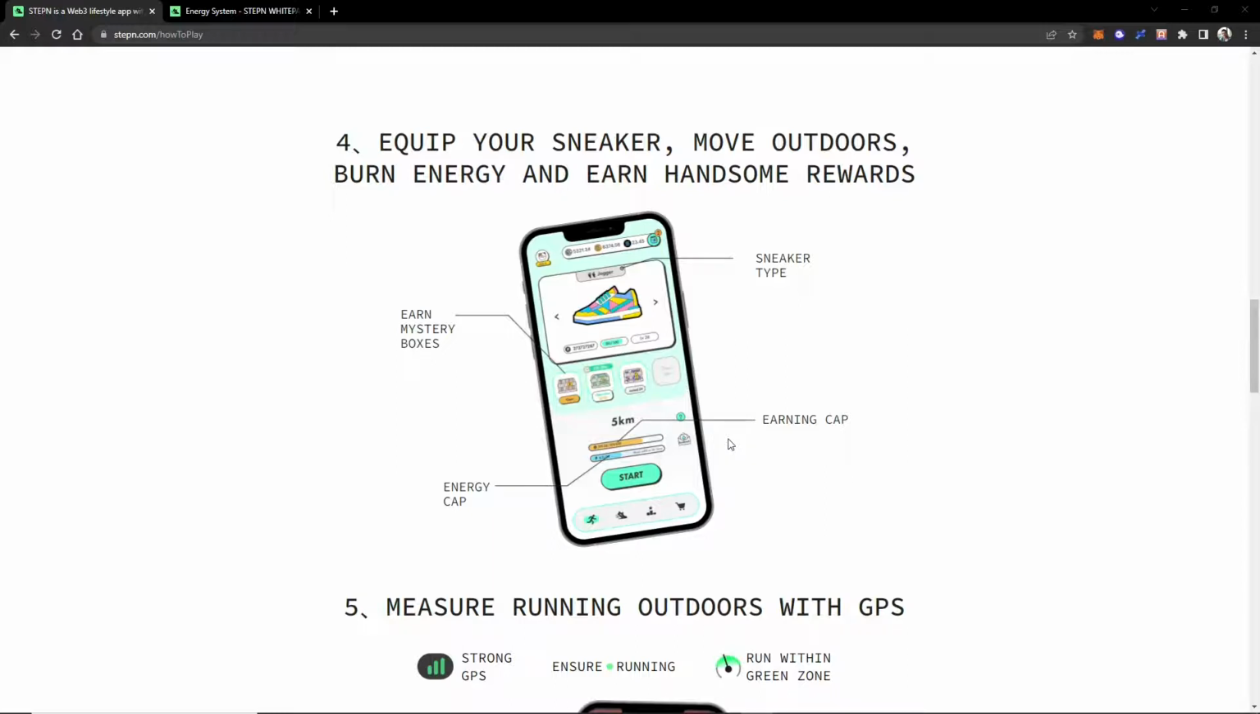You can find them on the main page of your application. As you can see from this photo, the orange bar which is at the upside shows you your daily earning cap, and the blue bar which is at the downside shows your energy.